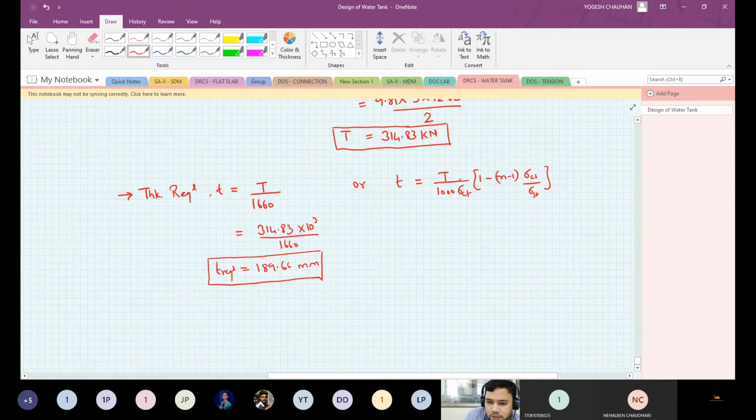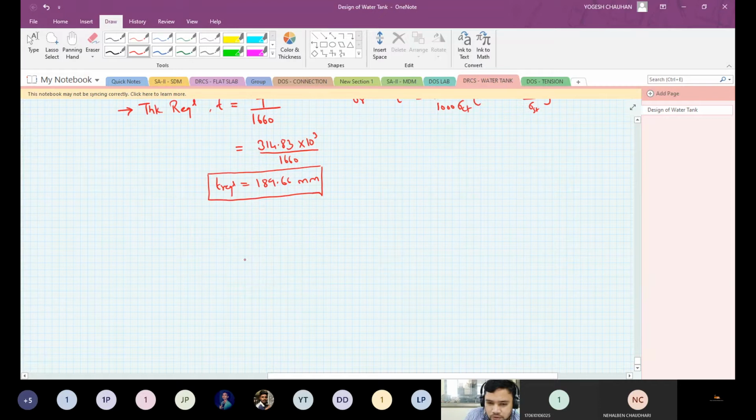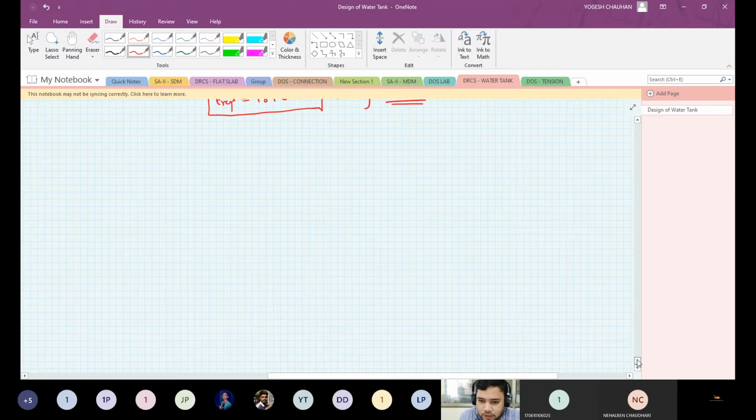See, if you remember this formula, then you can apply it for any grade of concrete or steel, because these values are available from the code, so you can find the value of the thickness. But for this, you have to remember different formulas for different grades of concrete and steel. So let us say a thickness of 200 mm. Okay. So now we have the thickness.